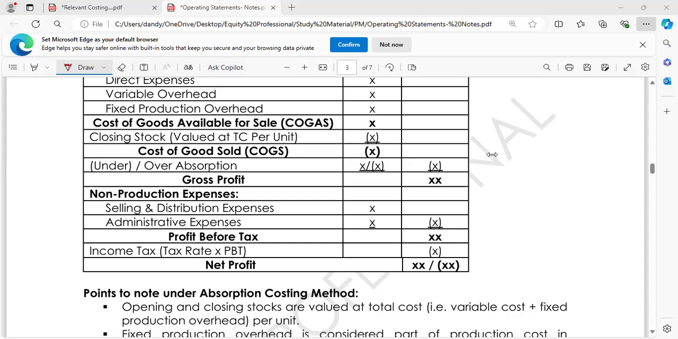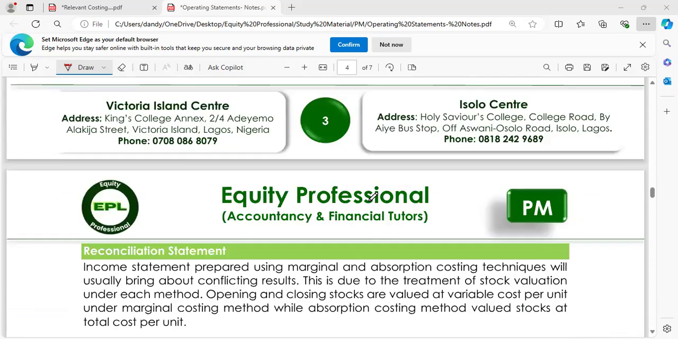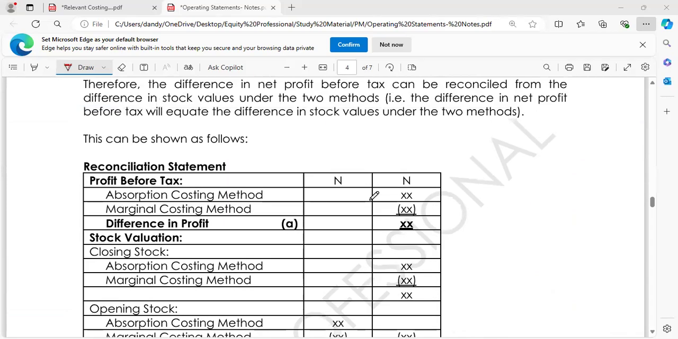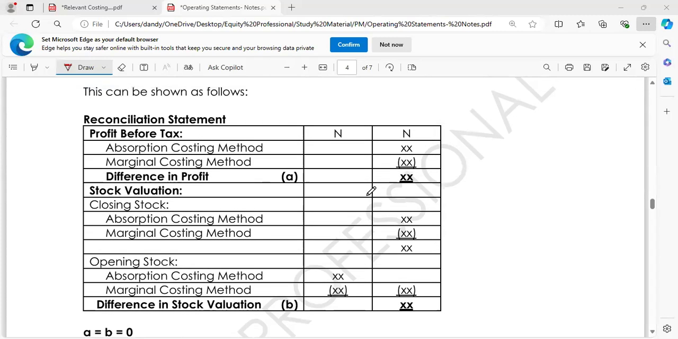This is because marginal costing approach values stocks, both opening and closing, using total variable cost per unit, whereas absorption costing approach values stocks using total cost per unit. Then I provided you with the format that you are going to use for a reconciliation statement to find the difference between the operating performance of the two techniques. So this is where we stopped last week. And from this point, what we need to do now is to solve the illustration.